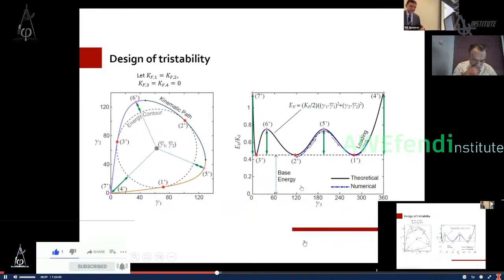And the way we are doing this is by means of a frustrated system, in the sense that we have to pre-stress the system so that we are going to have a kind of a base energy. And we are going to look in this space here that we see gamma 1, gamma 2. Analytically, we can derive this kinematic path. And here is the energy contour.